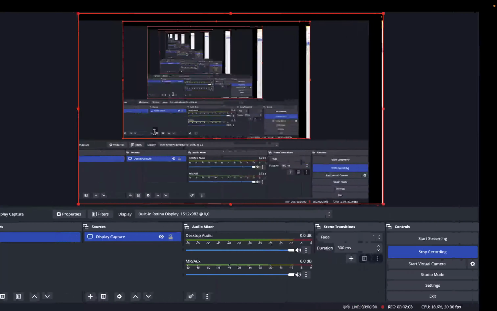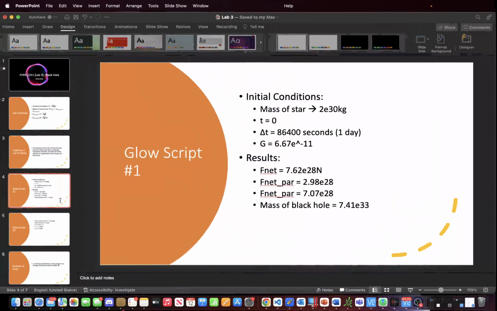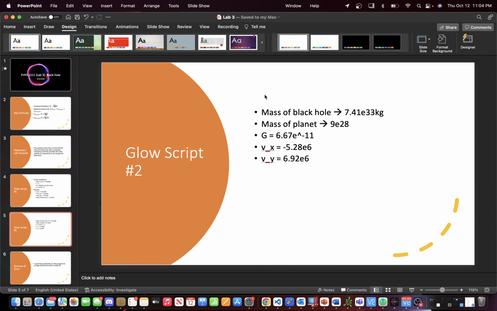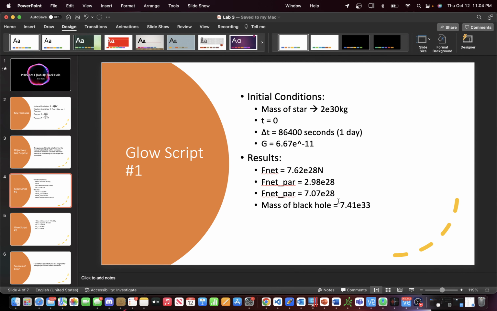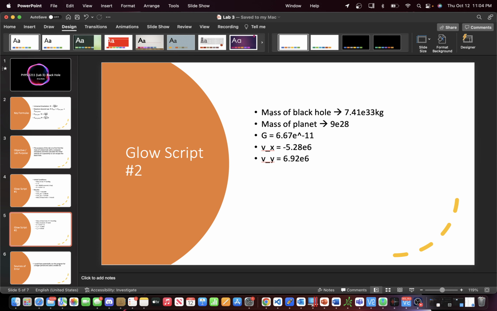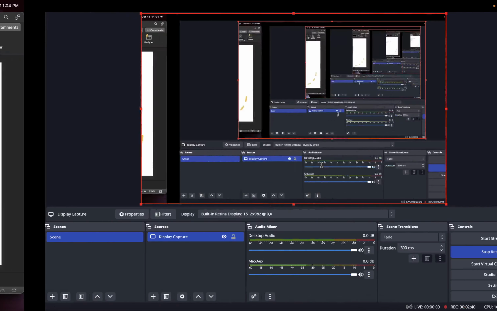But anyways, let's go over to the second part of the lab now, GlowScript part 2. I just want to talk a little bit about our result: the mass of the black hole is 7.41 e33 kilograms, and we're going to be using that value along with the mass of the planet. We're also going to be using the initial velocity of the spaceship in both the x and y components, and this is really important because we can use some sort of guess and check to find out what escape velocity is needed.